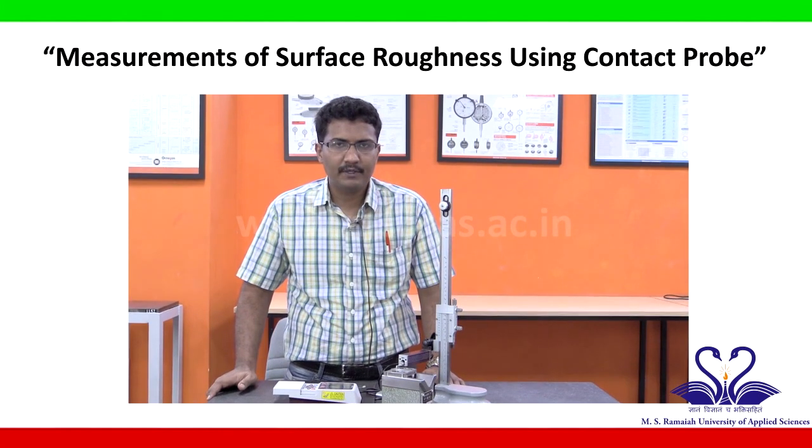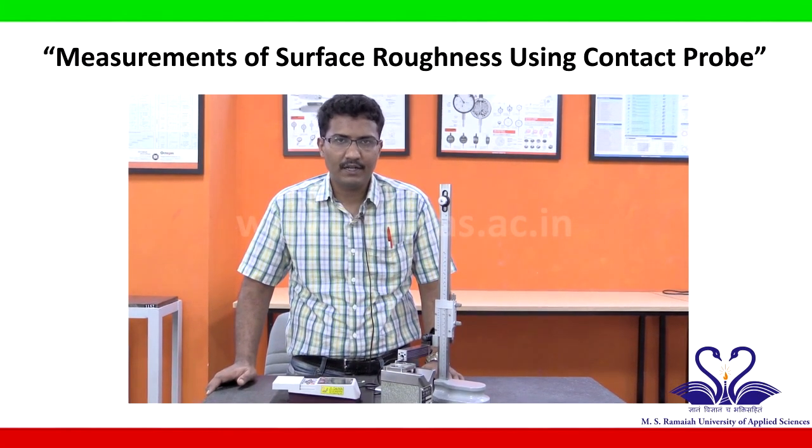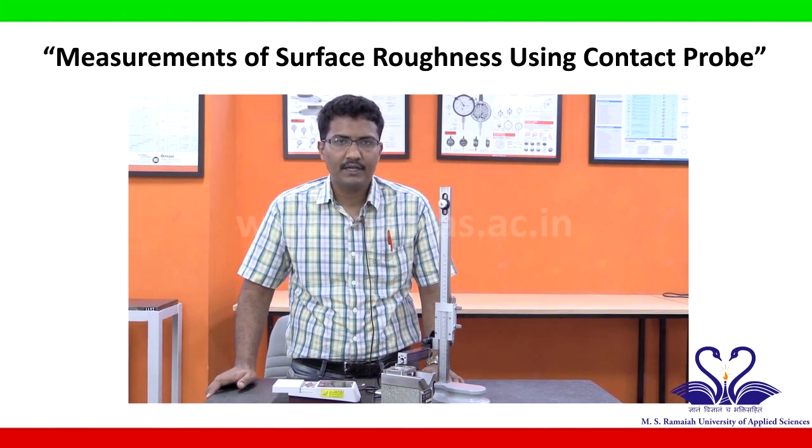Repeat the same experiment 3 times in the same position and get 3 RA values and take the average, and that will be the average roughness value for the given specimen. This completes the experiment measurement of roughness value using contact probe method.